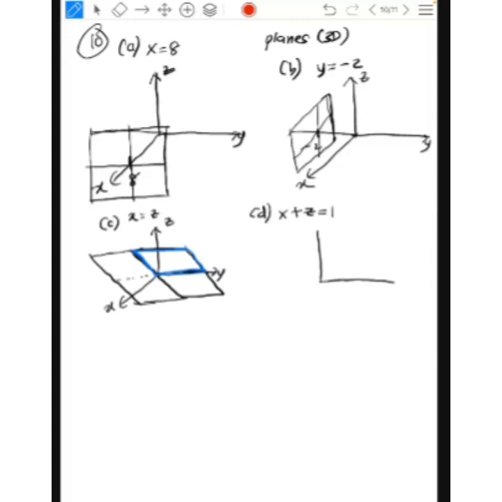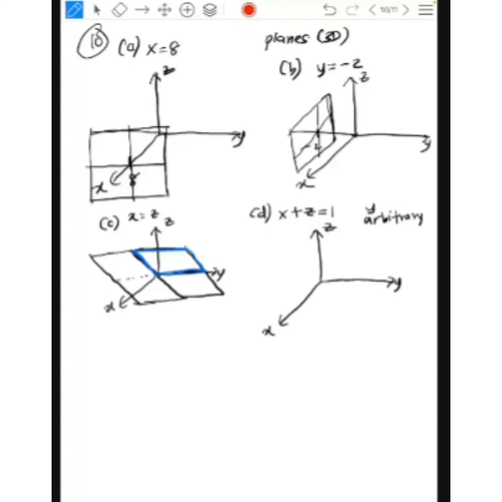Okay, so for D, you have x plus z equals to 1 now. Okay, so for this one, there is no y variable, no value of y. Okay, so your y will be arbitrary, what we call arbitrary lah. Okay, when this is arbitrary, it means your curve will be along that arbitrary variable.